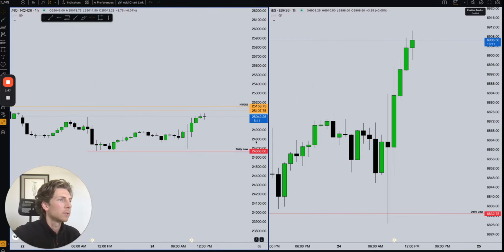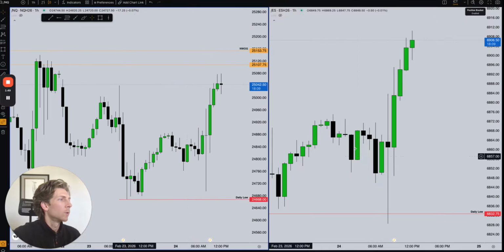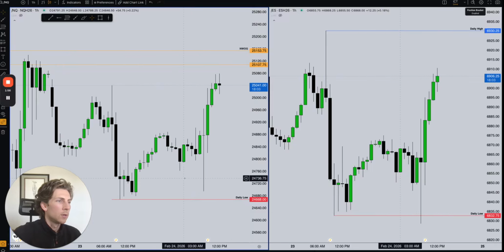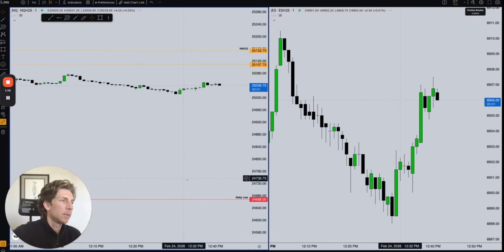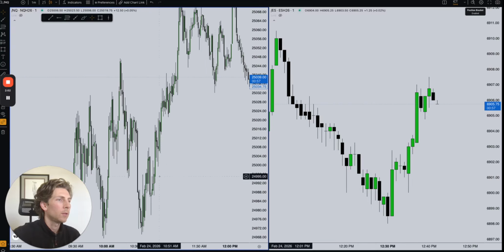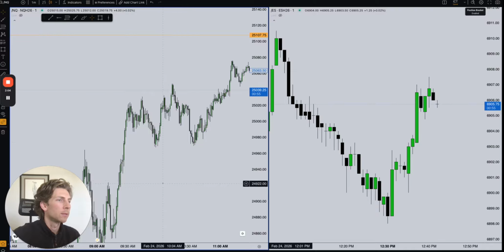Down on the hourly chart, you can see this really well. We opened up, immediately swept the level on ES and did not on NQ. So when you see that happen, I drop down to a lower time frame and look for my setup. Let's go back to this morning.